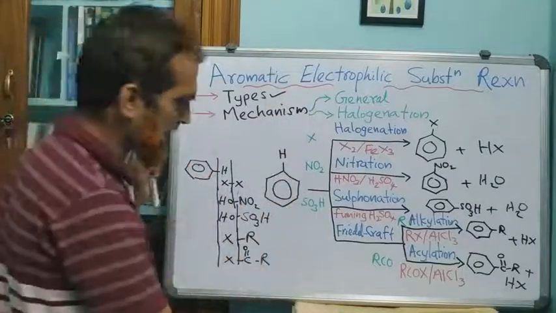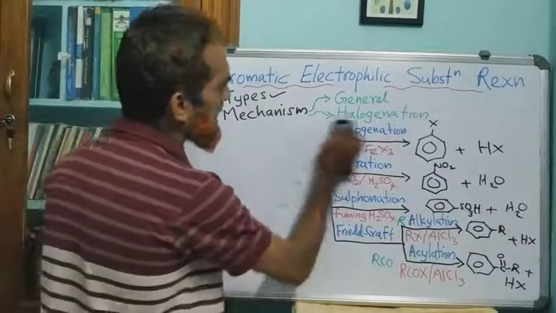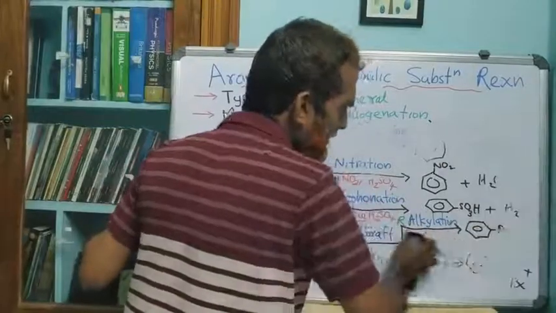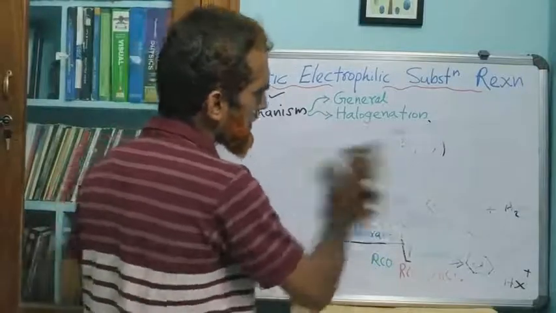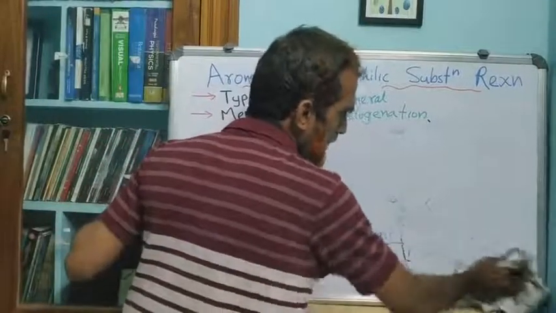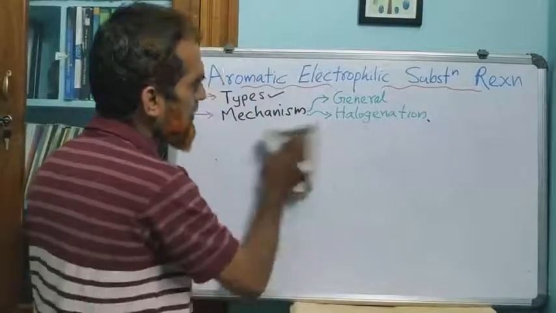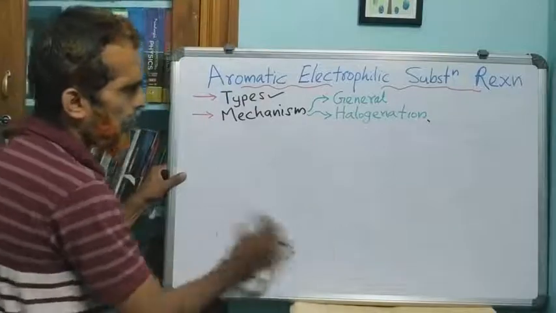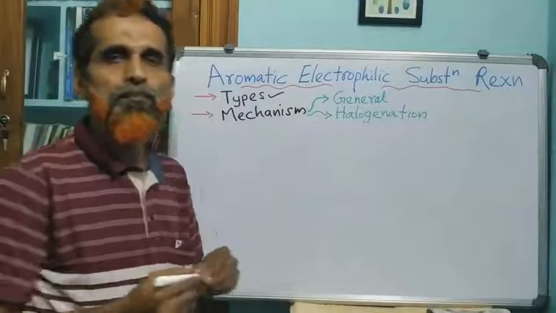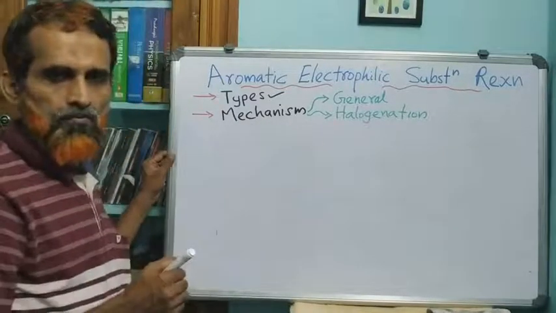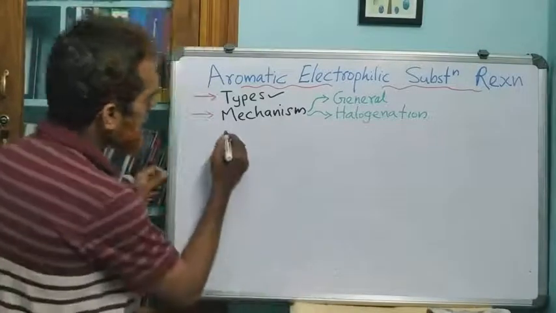Now we have the mechanism of these electrophilic aromatic substitution reactions. We are very much concerned about the mechanism in this module according to the syllabus. For each of these 5 reactions, we should learn the mechanism, right? First, we will propose a general mechanism and then go to different types of mechanism. First of all, the general mechanism.